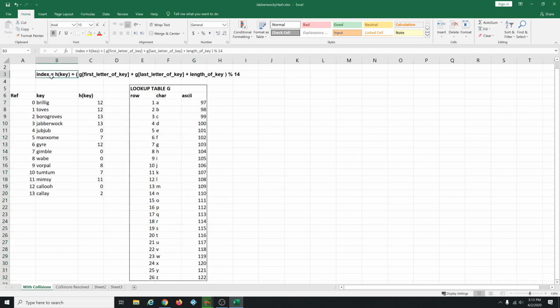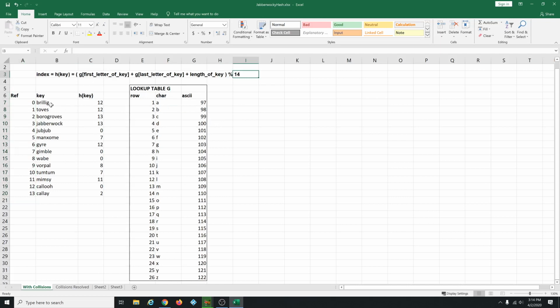Okay, then I generated this hash algorithm which just takes the first letter out of this table right here, and then the last letter, and then the length of the key, and adds all three of those values together, and then mods by 14. And because I want the data to fit in a 14 element array with no extra space, that's where the mod 14 is coming from.